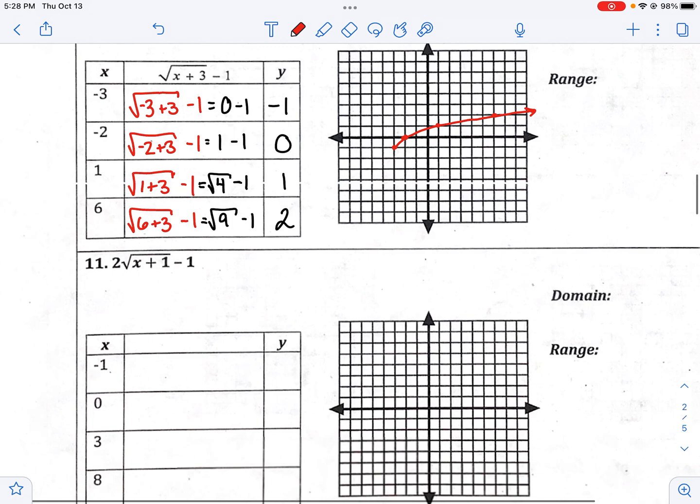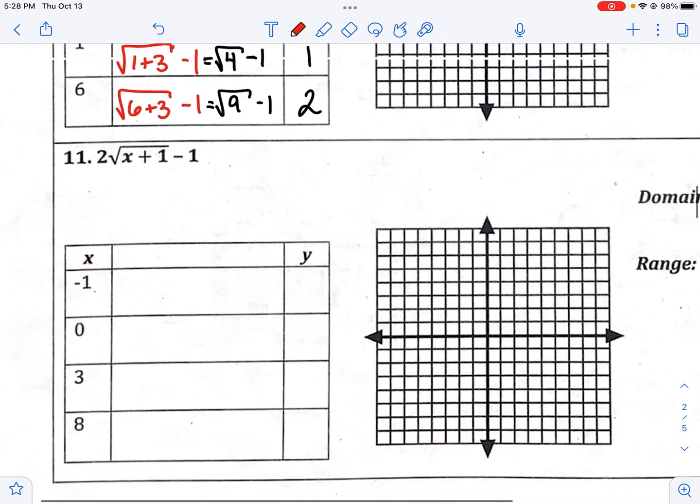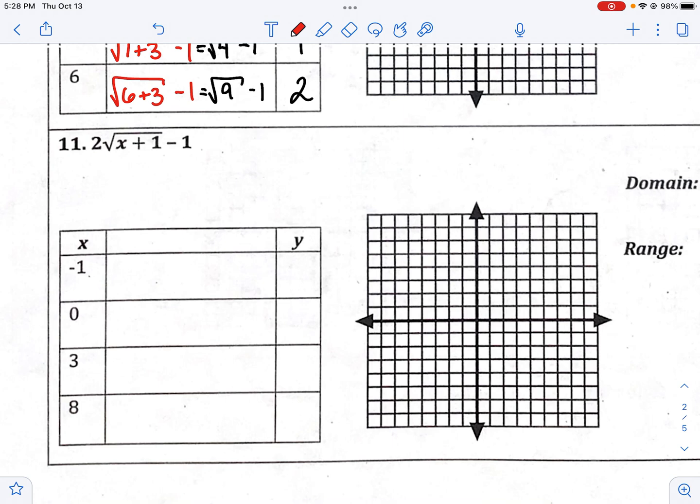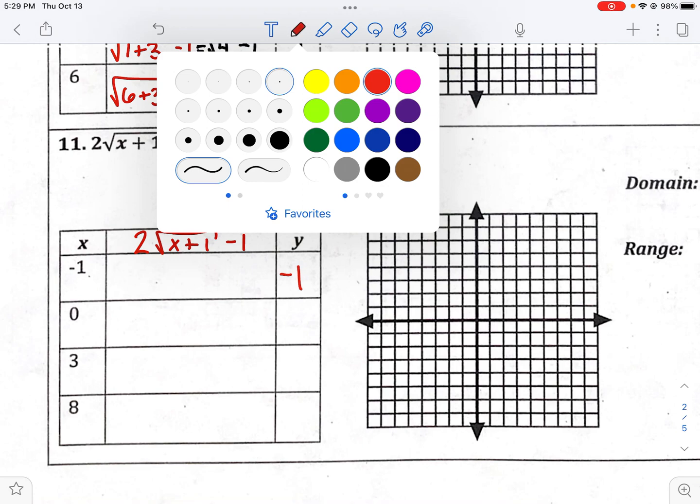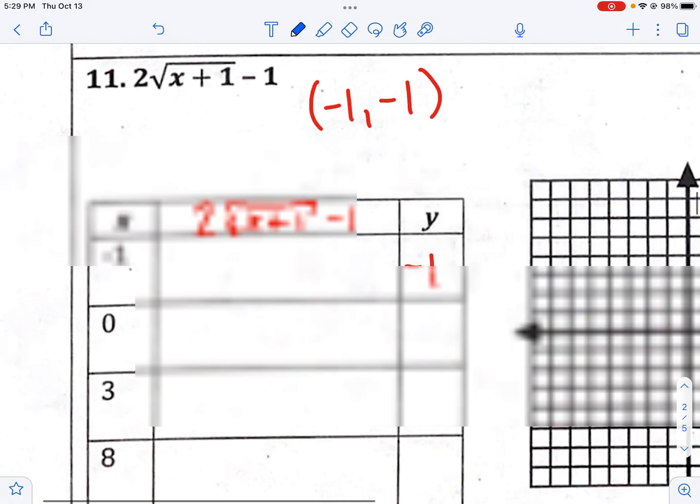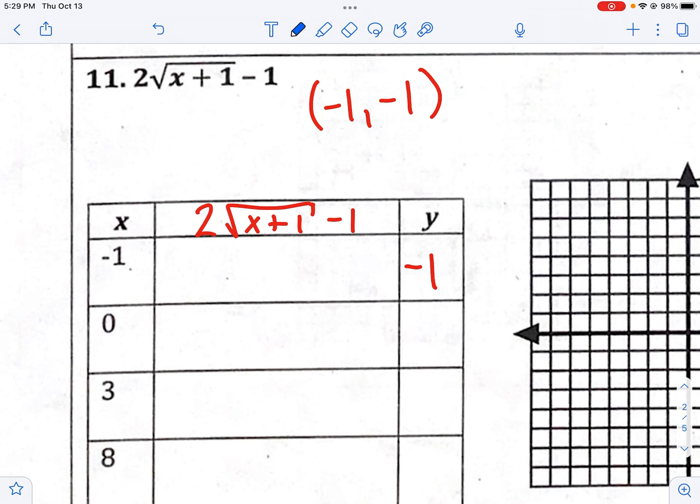Okay, now 11, another tough one because there's this thing out front, this A value of 2. My vertex is -1, -1, which means that when I substitute in those values, I should get -1. But let's check just to make sure. Two times the square root of -1 plus 1, minus 1. And remember, you've got to use that order of operations when you're simplifying.